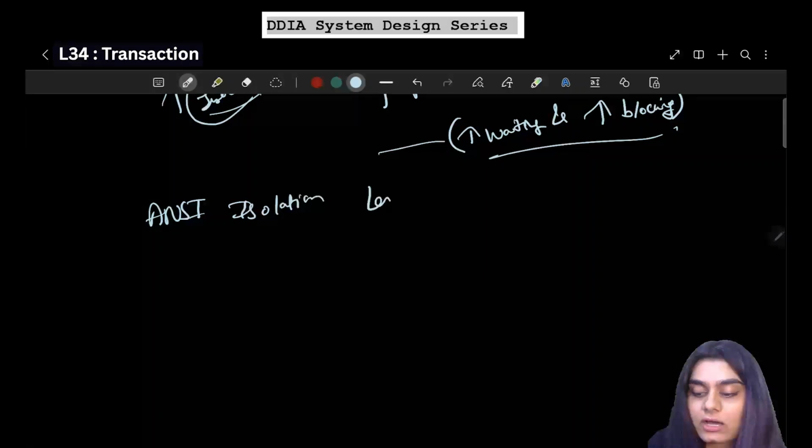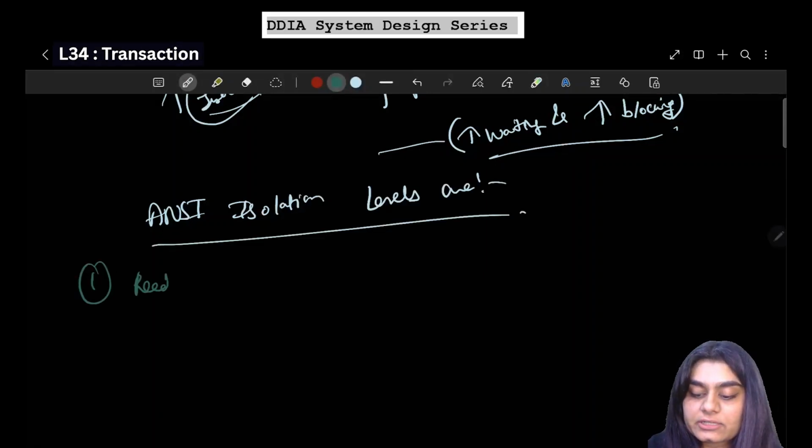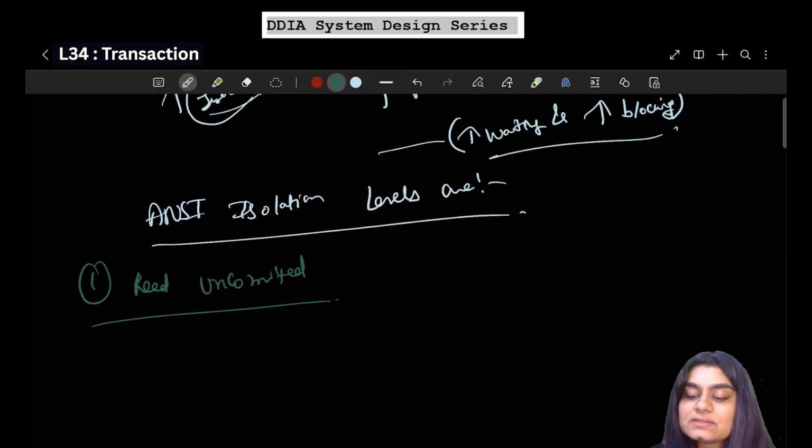The standard ANSI isolation levels are, first, read uncommitted. This is the lowest level of isolation, where a transaction may see uncommitted changes made by others. This level allows dirty reads. In practice, few systems use this except in special cases because the anomalies are severe.